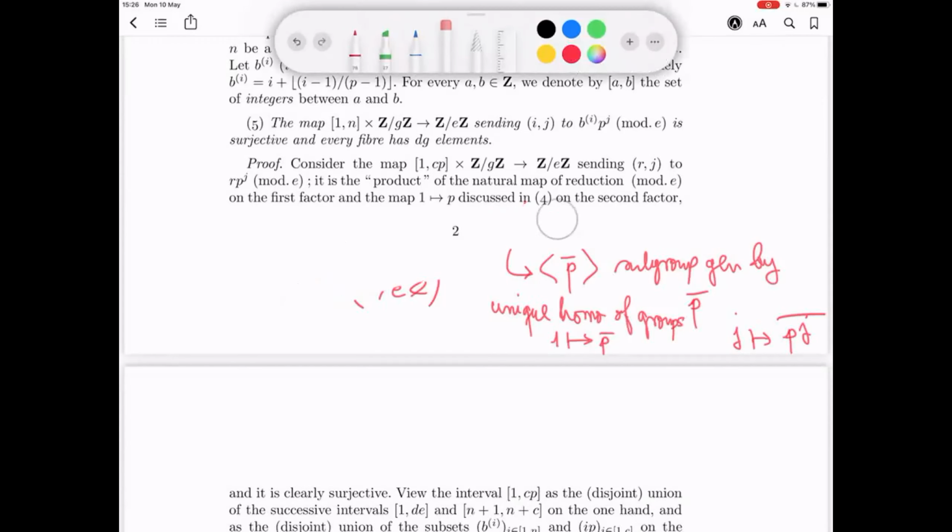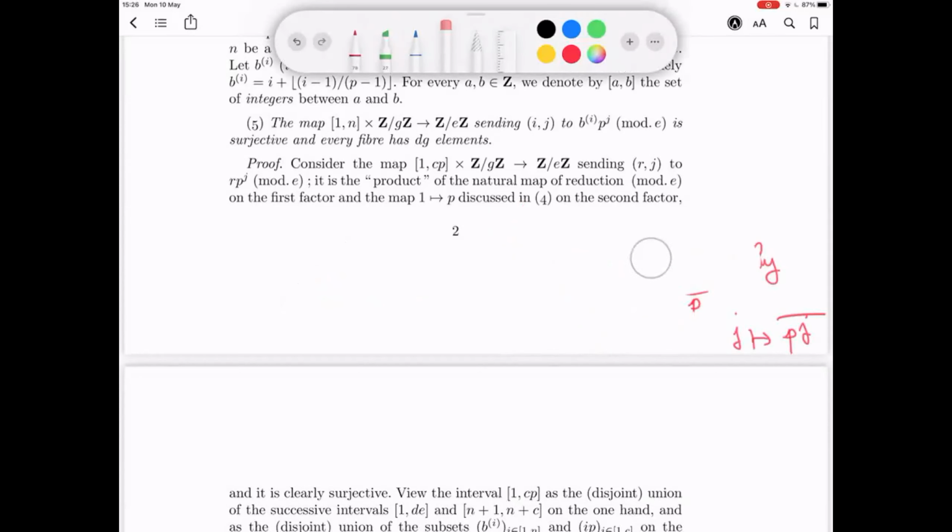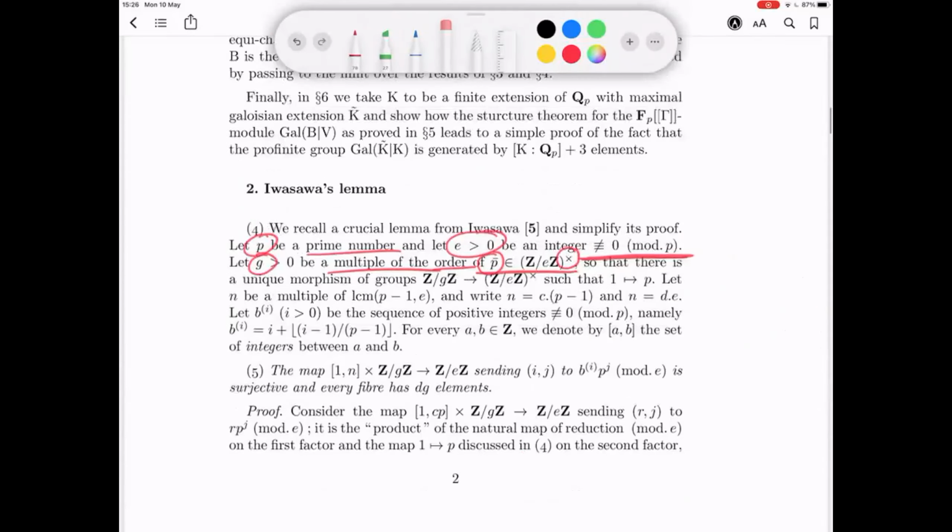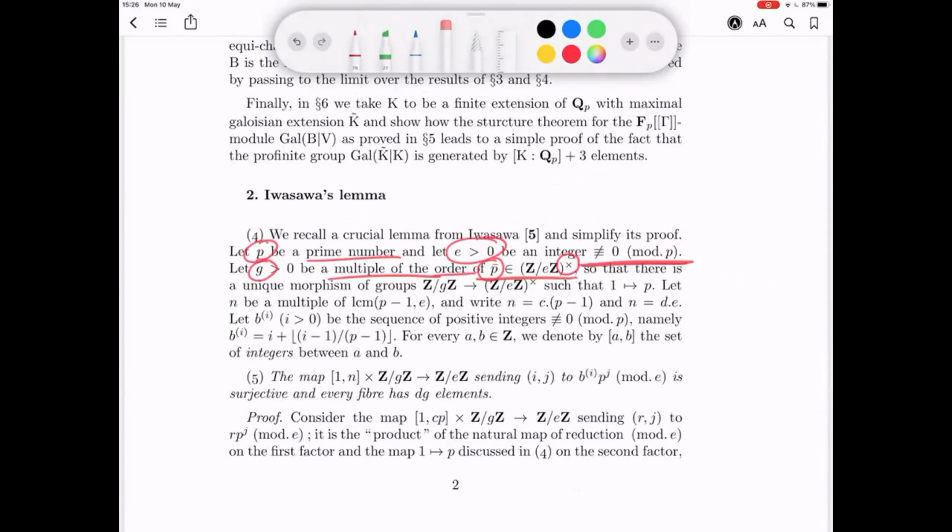This is my G. G is chosen such that it's a multiple of the order of P bar in (Z mod EZ)*, so that there's a unique morphism of groups from Z mod GZ to (Z mod EZ)*, which sends 1 to P. Okay.